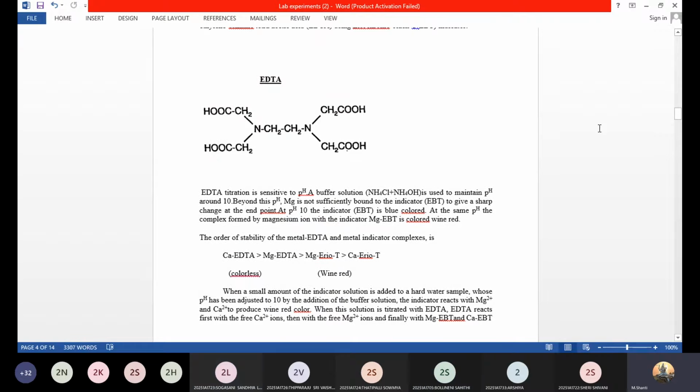How many donor atoms are there in EDTA? 6. So therefore, this ligand is called as what? A polydentate ligand. Six donor atoms means, you remember monodentate, bidentate. So therefore, it is a hexadentate ligand.